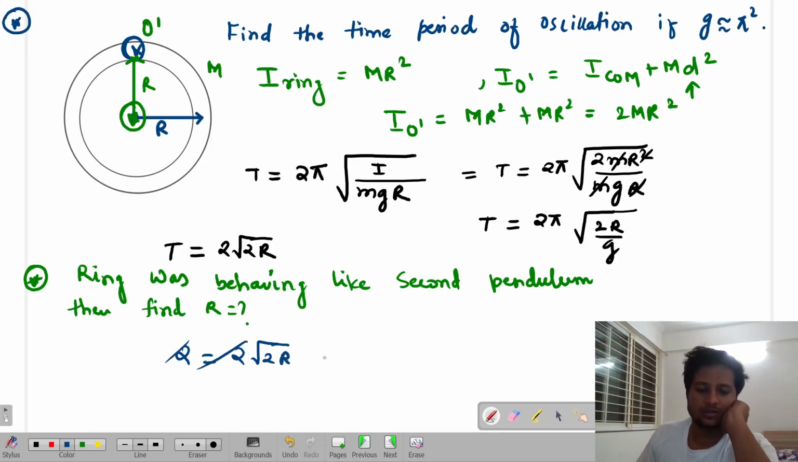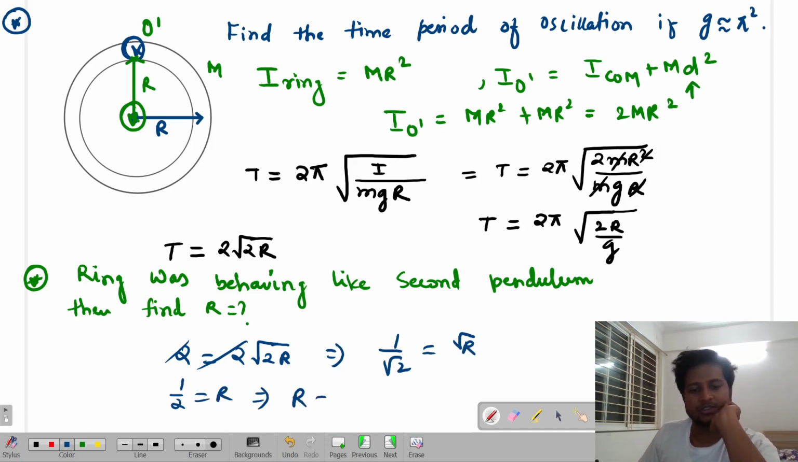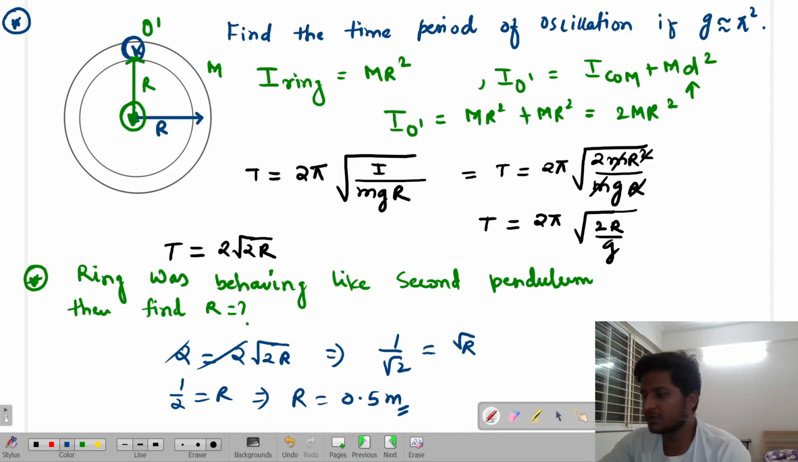2 got cancelled. So that implies 1 by root 2 is equal to root radius r. Take the square on both sides. So 1 by 2 is equal to radius r. This implies radius r is equal to 0.5 meters. Is that clear or not? So how much radius is required to become a second pendulum? 0.5. Is that clear?